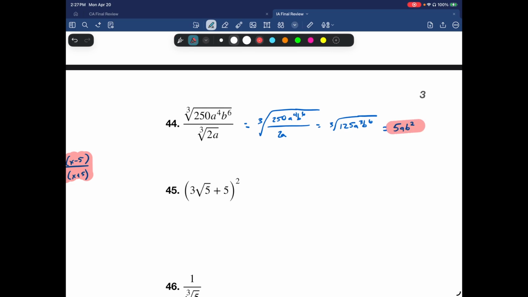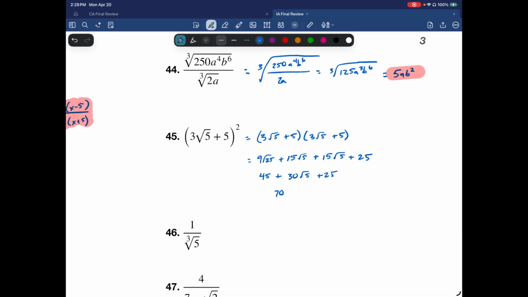This means you're going to write it twice on 45, so you have 3 square root of 5 plus 5. I'm going to write it twice. All right, fold it out. So this gives me 9 square root of 25 plus 15 square root of 5 plus 15 square root of 5 plus 25. The square root of 25 is 5. 5 times 9 is 45, so it's going to be 45 plus 30 square root of 5 plus 25. And then 45 and 25 is 70, so you have 70 plus 30 square root of 5.